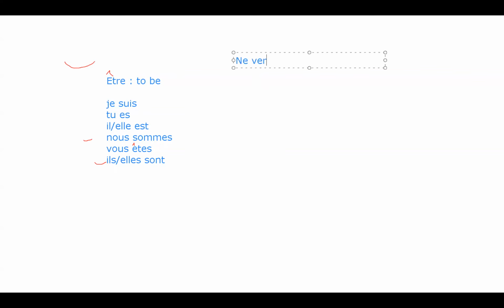Now negation. If you are saying I am not, you need to follow this pattern: ne, then the verb, then pas. So just try. I am not. How will you say it? First the subject, that is je, then ne suis, then pas. So we put ne and pas before and after the verb. So it becomes je ne suis pas. Suis doesn't start with a vowel, so we put ne as it is. There is no apostrophe. So je ne suis pas. Clear?